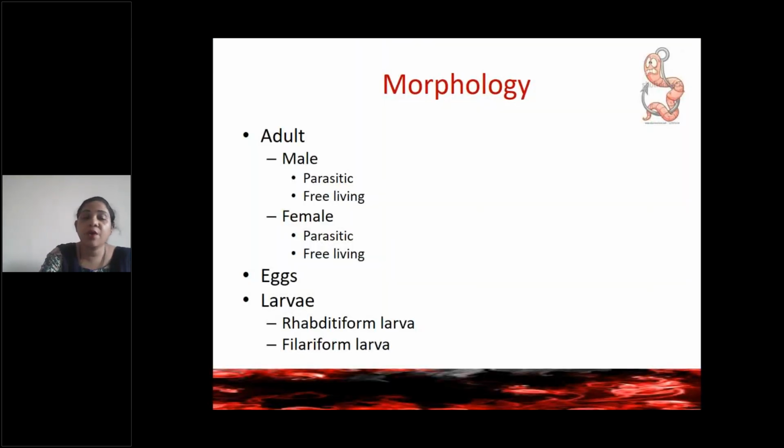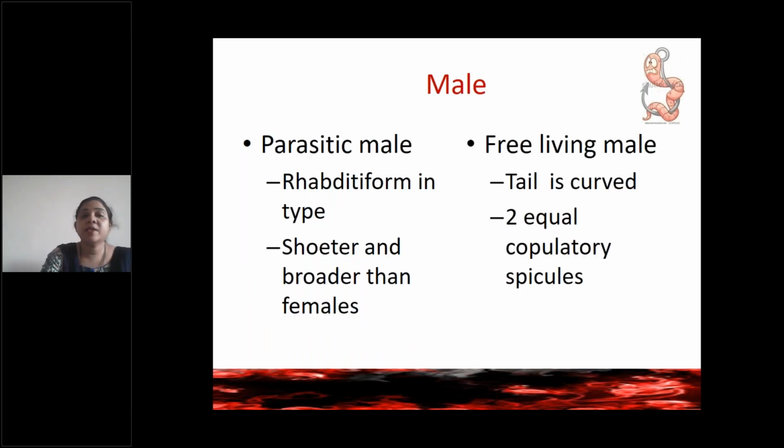Morphology of Strongyloides. Adult worms, male and female are present. In male and female, both parasitic type of worms are present and free-living worms are also present. Next, larva. Two types of larval stages are there: rhabditiform larva and filariform larva. Parasitic male and free-living males. Parasitic male is usually rhabditiform type and they are usually shorter and broader than females.